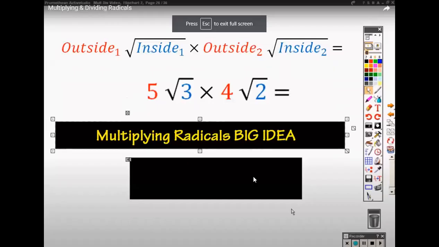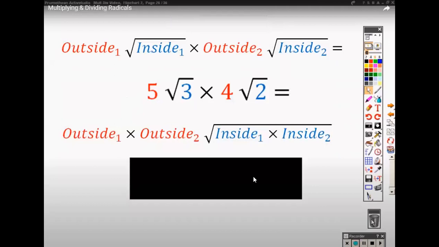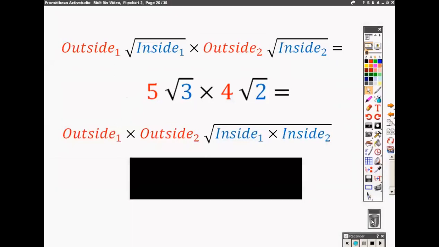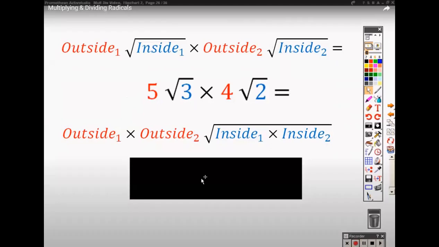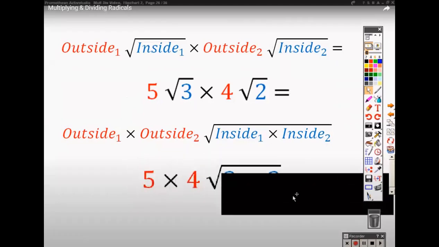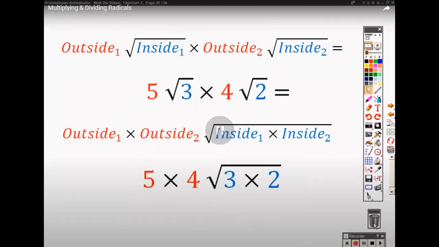Hello, grade 9. Today we are going to study multiplying and dividing radical expressions. First, if we want to multiply two radical expressions, we have a number outside and a number under the radical sign, and the second one also has a number outside and a number inside under the radical sign. For example, we have 5 square root 3 times 4 square root 2.